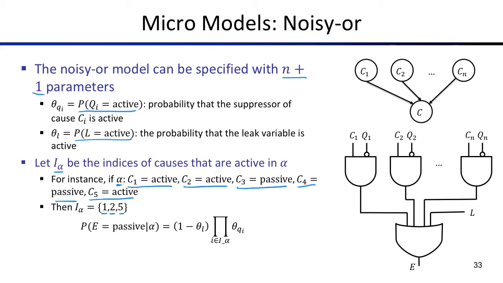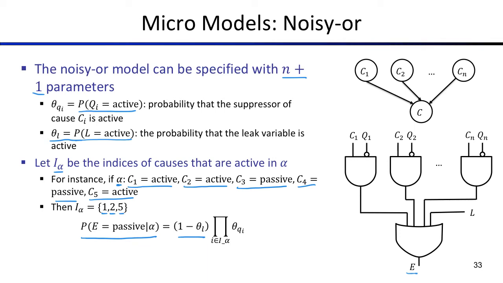So to compute the final probability for this model, and this probability is this one here, it is going to be the probability of this output E to be passive given the alpha, that is the instantiation. So for E to be passive, we cannot have the leak variable, and also we need the suppressor variables to be active for each of the active causes. So the first term here is the probability of the leak variable to be passive. So it's going to be 1 minus this probability here, that is the probability of the leak variable to be active.